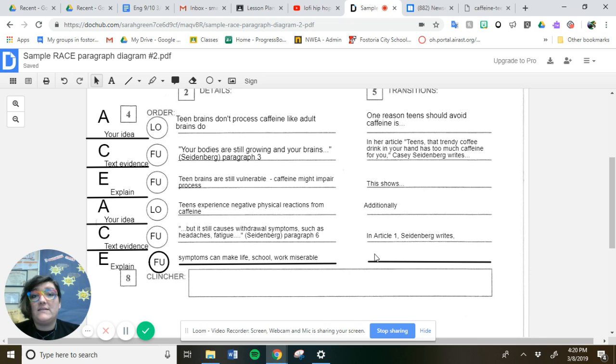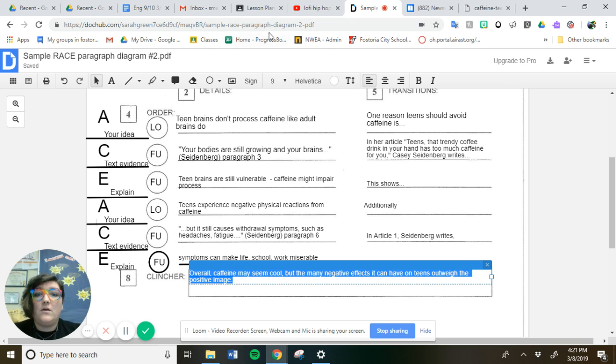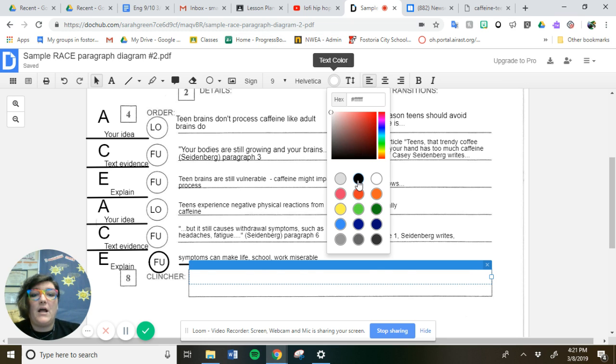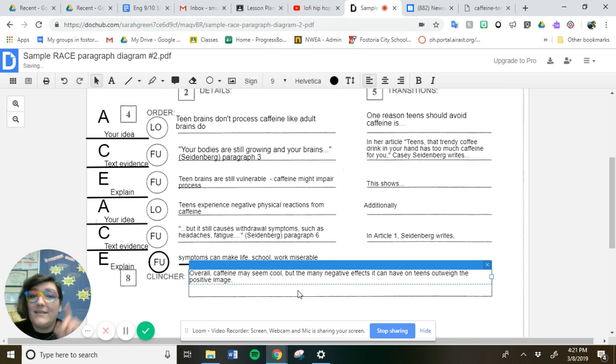Now we need a clincher sentence that's going to help launch us into the next paragraph, okay? So let's open that up. And I wrote, overall, there's your concluding transition, right? Overall, caffeine may seem cool, but the many negative effects it can have on teens outweigh the positive image. Ooh, check it out. We got a clue word here.